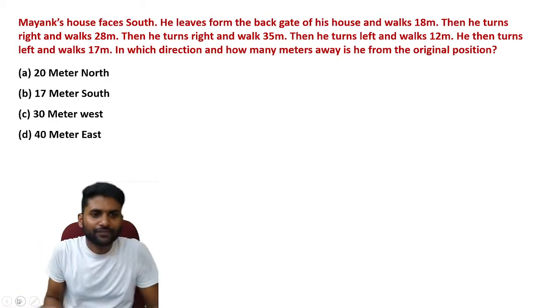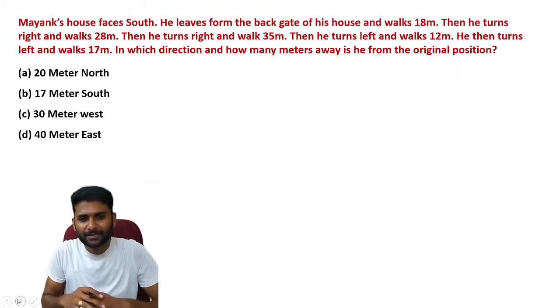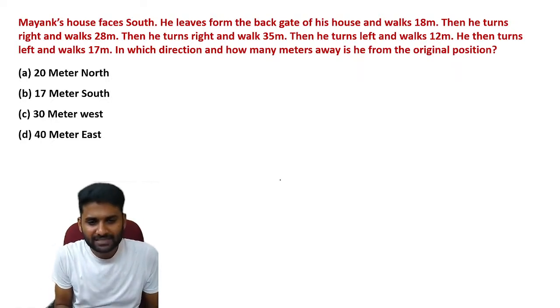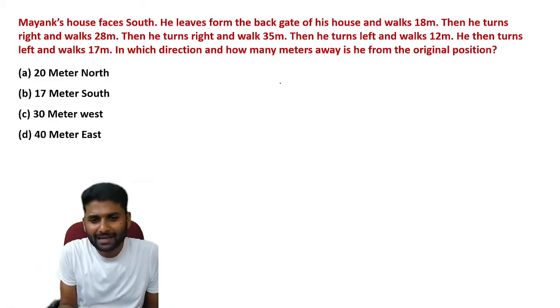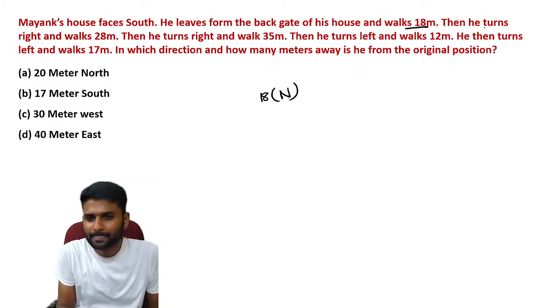See, my house faces south. He leaves from the back gate. Faces south, moving from the back gate means now the person is traveling towards north and walks 18 meters. 18 meters north. And he turns right side.